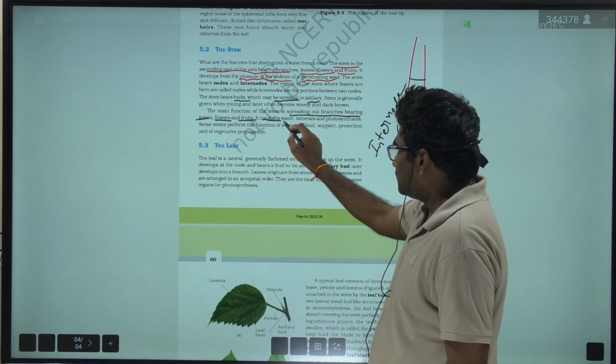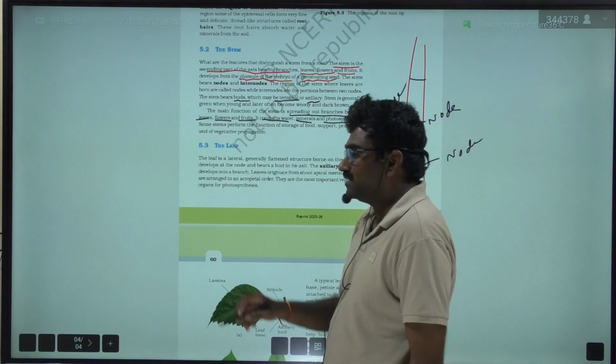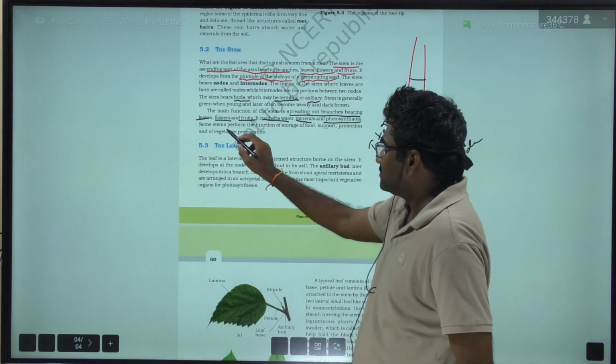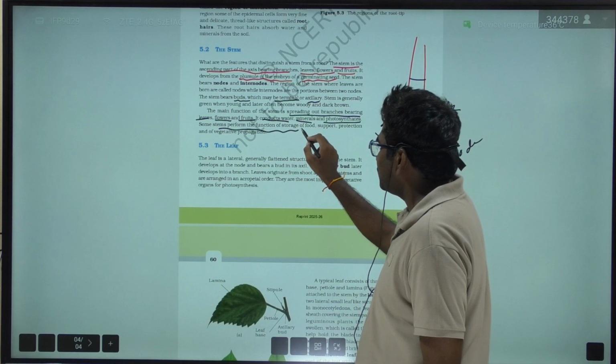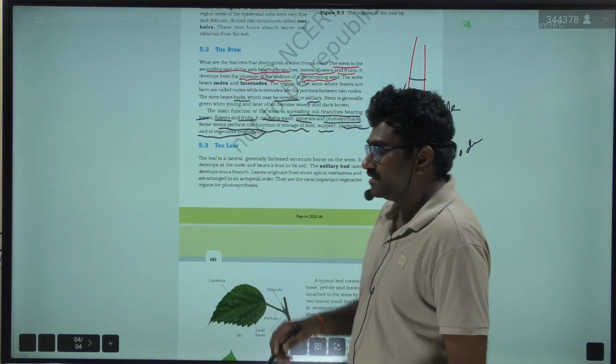So it conducts water, minerals and photosynthesis. Very important. And some stems perform the function of storage of food, support, protection and of vegetative propagation.